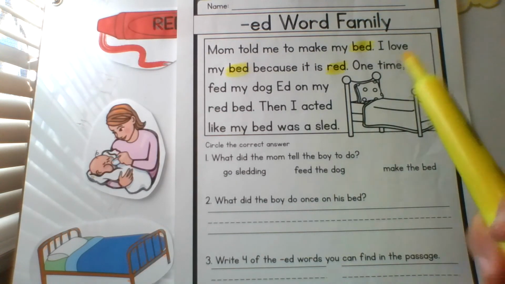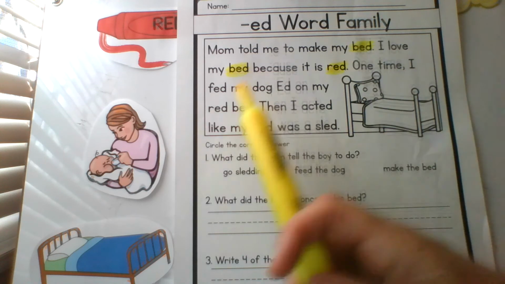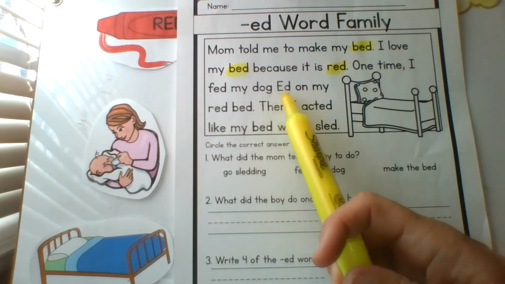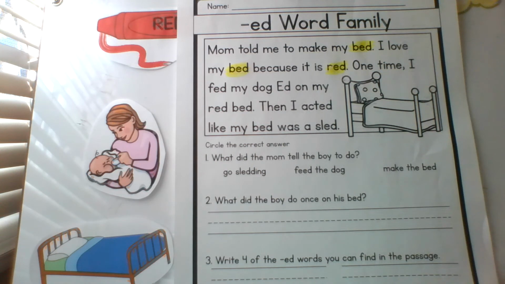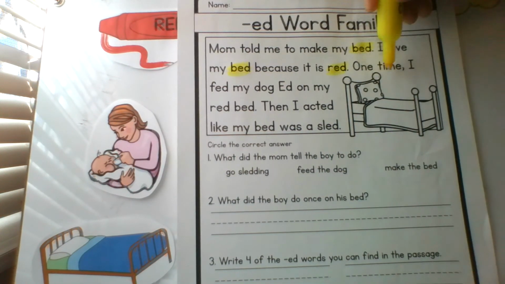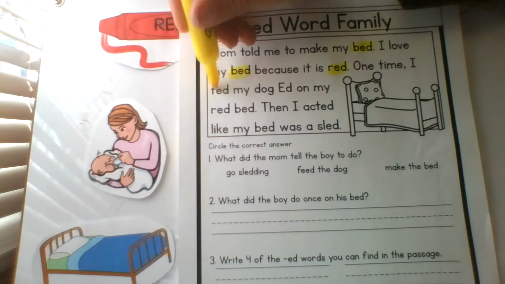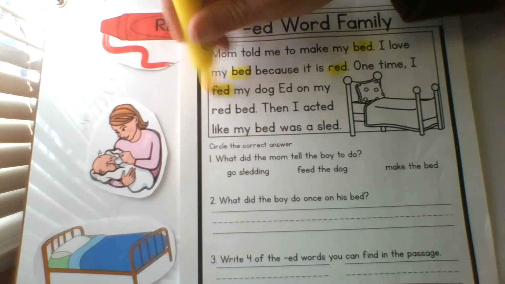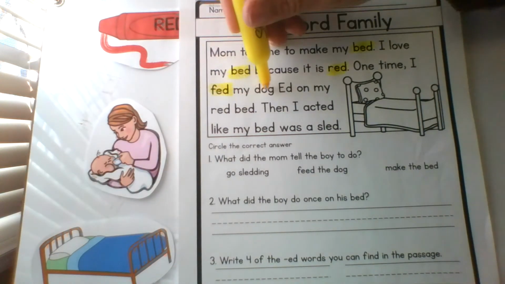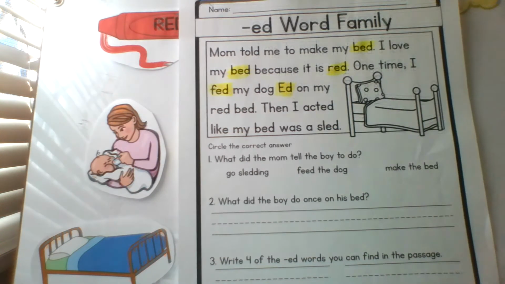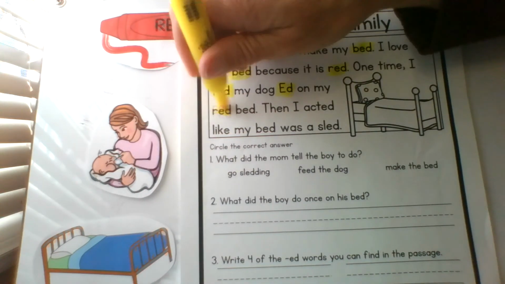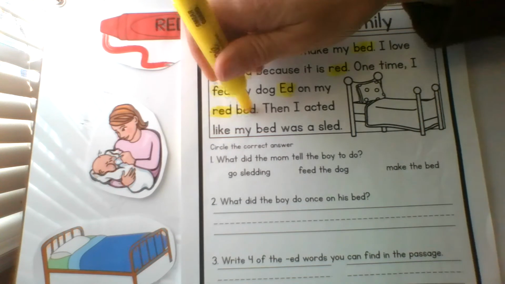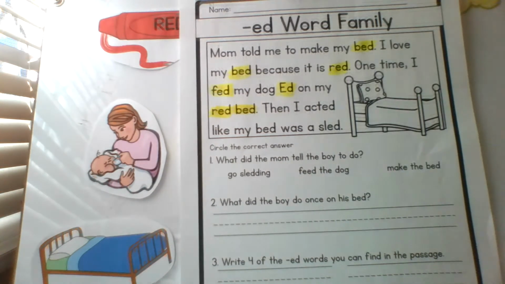Okay, next sentence. One time I fed my dog Ed on my red bed. Oh, there's a lot of Edwards in there. So I'm just going to go one word at a time until I find, oh, there's one, fed. I'm going to keep going. Nice, there's Ed, that's someone's name. On my red and bed. There are a lot of Edwards.